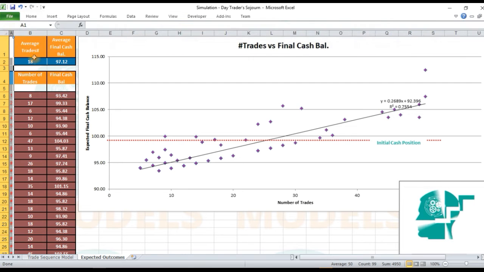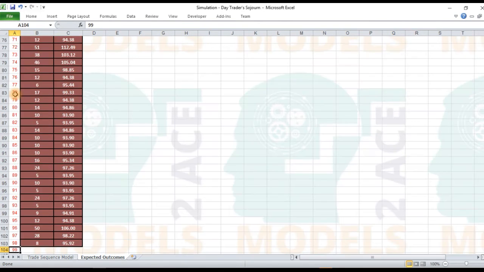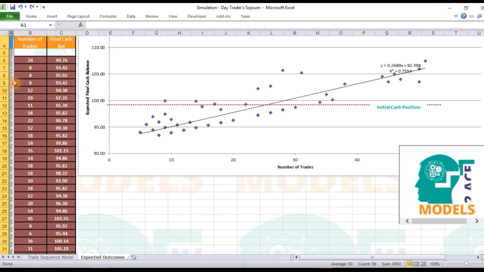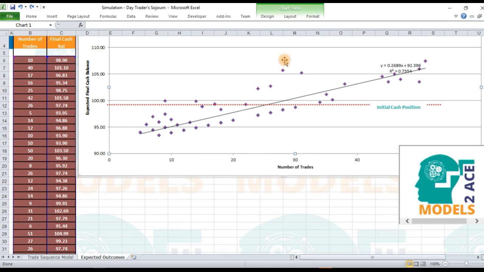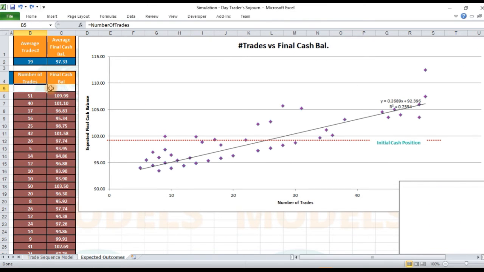In this second tab, titled Expected Outcomes, we run our simulation model 98 times to obtain 98 pairs of values for number of trades and final cash balance. We then plot these on graphs and observe trend behaviors to base trading decisions. The values are tabulated in this range of cells.